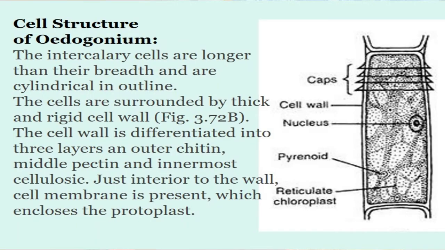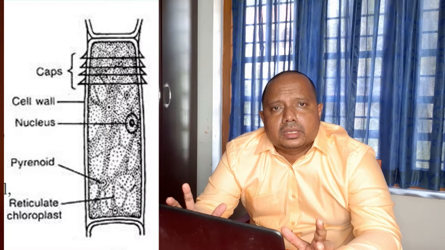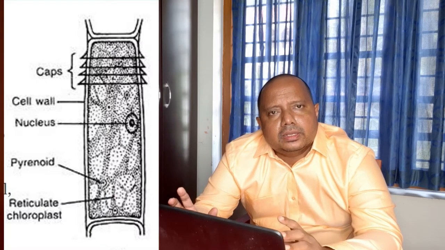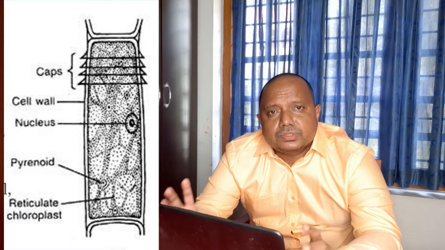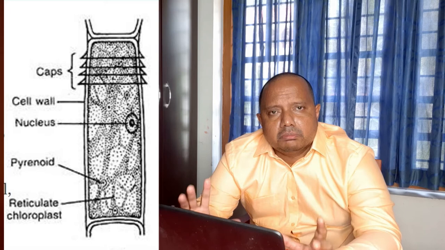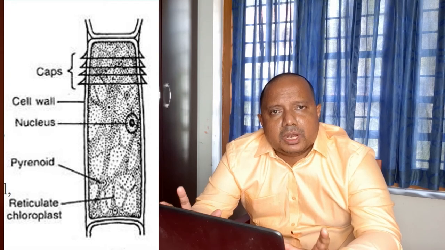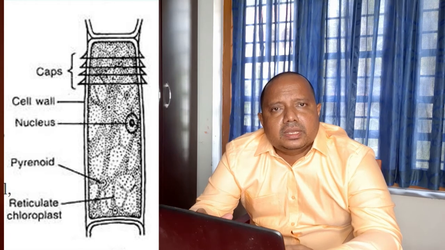If you take a single cell, we can see there is a cell wall, and the outermost layer is made up of chitin. As you know, chitin is very brittle, not at all elastic. In the middle, there is a layer of pectic substances, and the innermost layer is made up of cellulose. So there are three layers in the cell wall. The outermost layer is brittle and strong and is made up of chitin. The middle layer is made up of pectic substances, and the innermost layer is made up of cellulose.